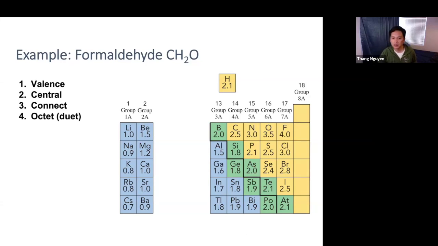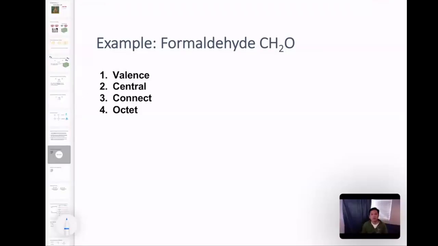Okay, so let's go to the whiteboard here so I can show you how to draw Lewis structures. Our first example is formaldehyde, which is the molecule they use for preserving things, for example, preserving a corpse in the morgue. Anyways, that's the molecule here known as formaldehyde. It has 1 carbon, 2 hydrogens, and 1 oxygen. So how do we do that? Let's follow the steps here.